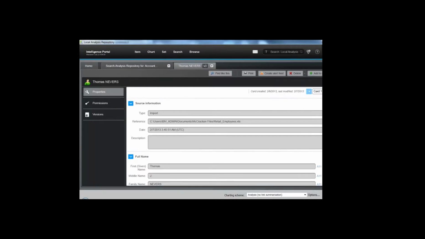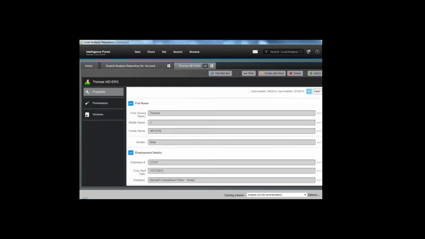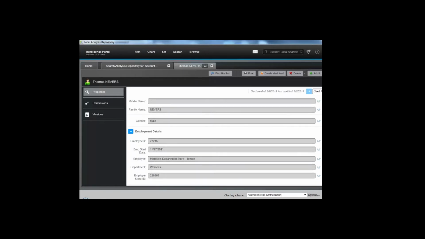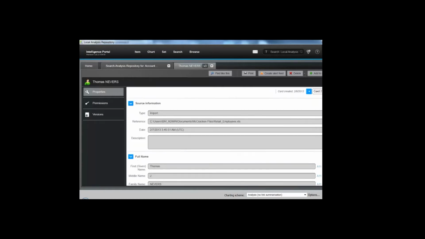As we look at Mr. Nevers' record information, we can see a lot of information on him, including the fact that he did start with the retailer back in November of 2011, working in the women's department at the Tempe department store. But I also see that there's some additional information about him, highlighted on a second card.